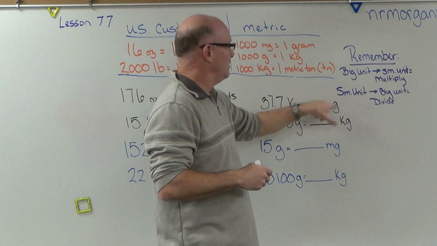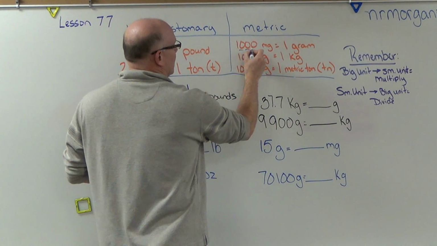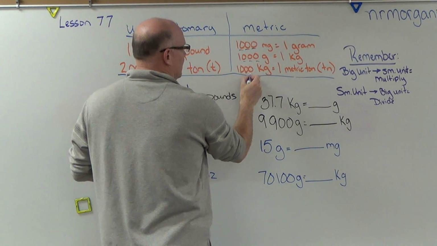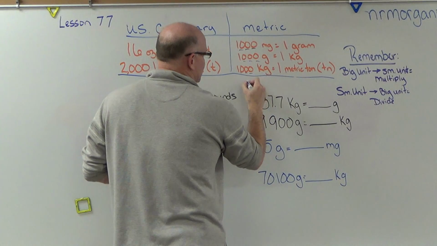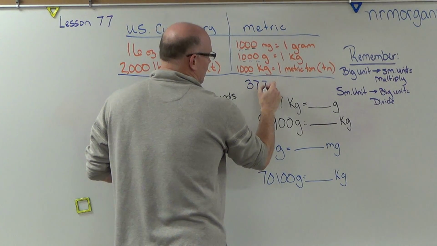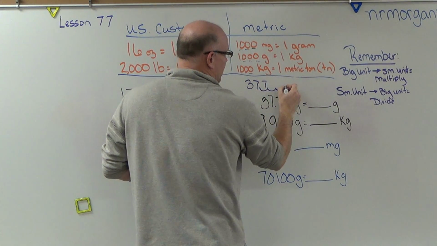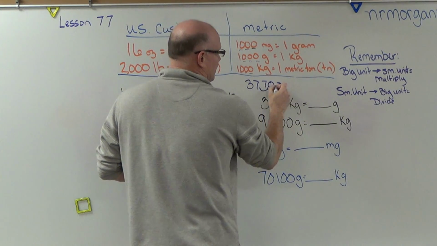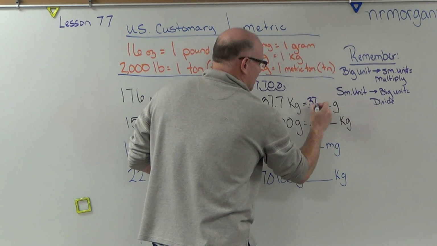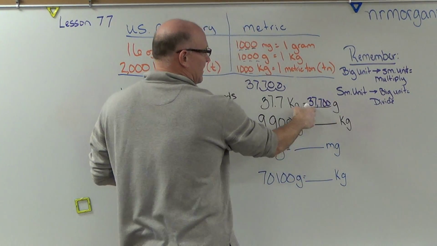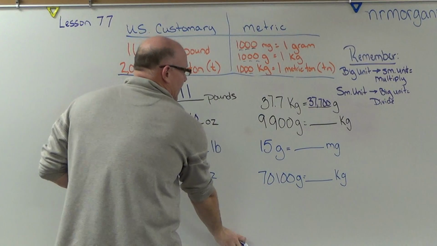Big to a small, we're going to multiply. So that means we have to move our decimal that way. And we are going to move it 3 spaces each time. Okay? Moving it 3 spaces to the right or 3 spaces to the left. So if we have 37.7, and we need to move it 3 spaces to the right because we're multiplying. 1, 2, 3 goes here. So we add our zeros in there to fill in that spot. So now we have 37,700. 37,700 grams.